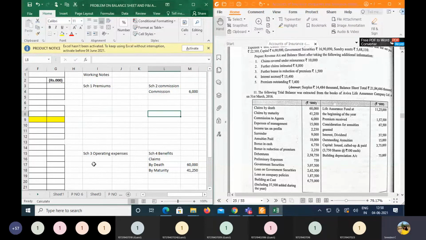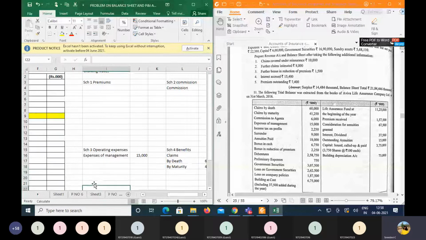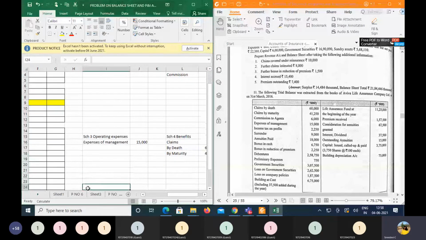Then we have expenses of management. The amount of the expenses of management here is 15,000. Then we have income tax on the profits. Income tax on the profits is also to be shown under the operating expenses itself, and the amount here is 250 in the outer column.